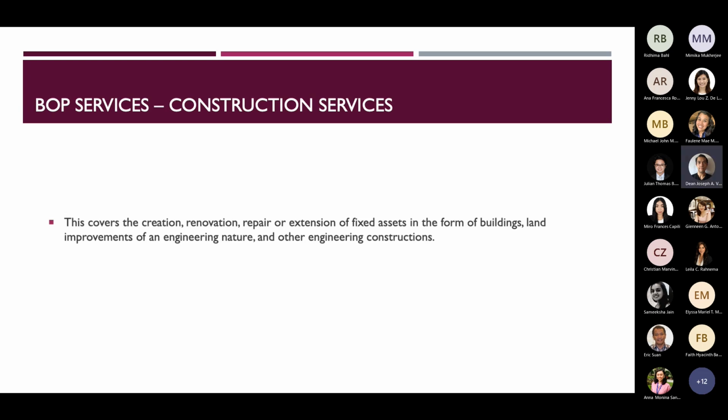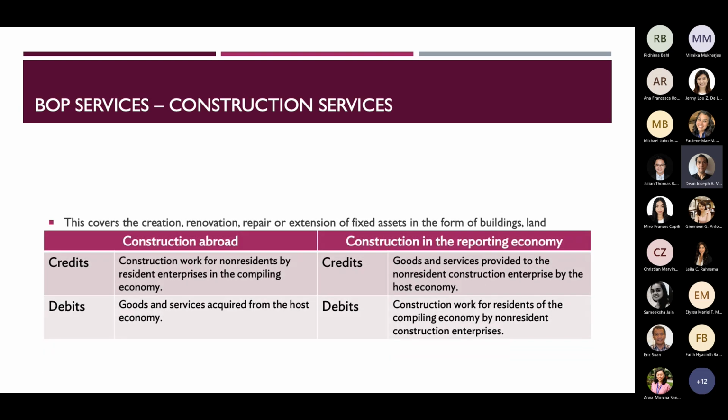Okay, let's now go to specifically the nuance of construction services compilation in the balance of payments. So as for the coverage, it covers the creation, so these are new works, renovation, repair, extension of fixed assets in the form of buildings, land improvements of an engineering nature, and other engineering constructions. So how we want to think about construction in the external accounts is to look at it in two ways. So the first picture that we have in mind is when you do construction abroad. So for instance, say you have a construction enterprise, a construction firm, who is commissioned to do a construction work in a different economic territory. So how are those transactions recorded?